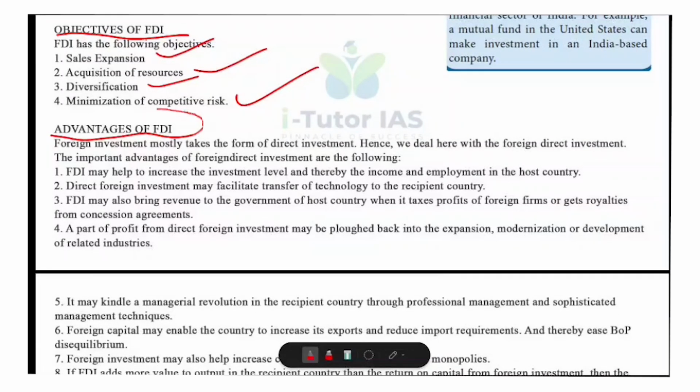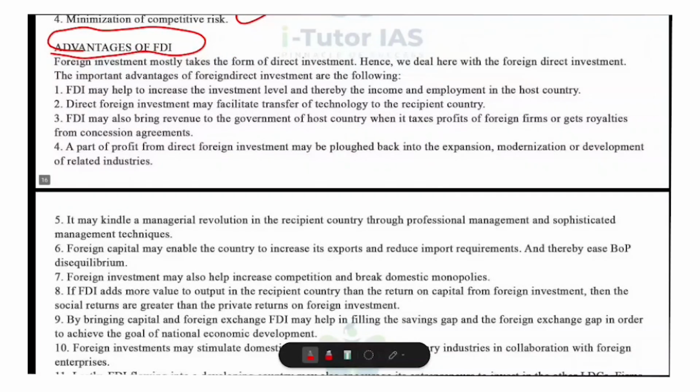Now, advantages of FDI. FDI is a powerful tool for economic growth, especially for developing countries like India. Let's break down the main advantages in a simple way. Okay, first one, it boosts investment, income and employment. FDI increases capital in the host country. So when there is more capital, it leads to more factories and that leads to more jobs and higher income. Second one, technology transfer. FDI brings in modern machinery, skills and techniques. For example, Japanese car companies in India introduce advanced production methods.